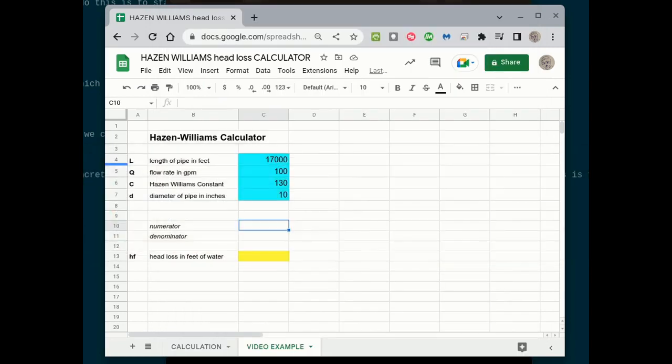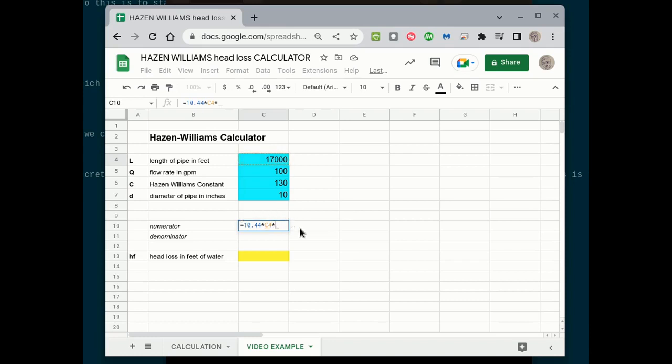I'm going to put equals, and this starts our calculation. We're going to put in the number 10.44. We're going to multiply that, use an asterisk, it's shift and the number 8. That means multiply in a spreadsheet. And we want to click on the one that goes with length. And in this case, it's in cell C4. So column C, row 4. This is our length of pipe in feet.